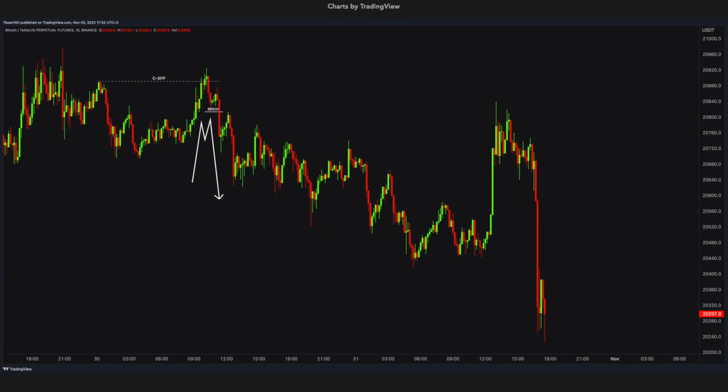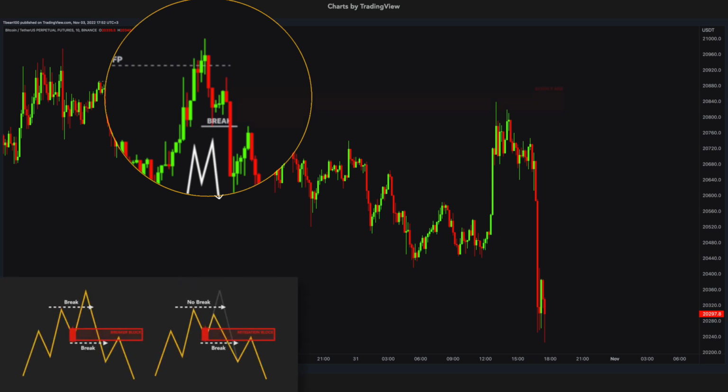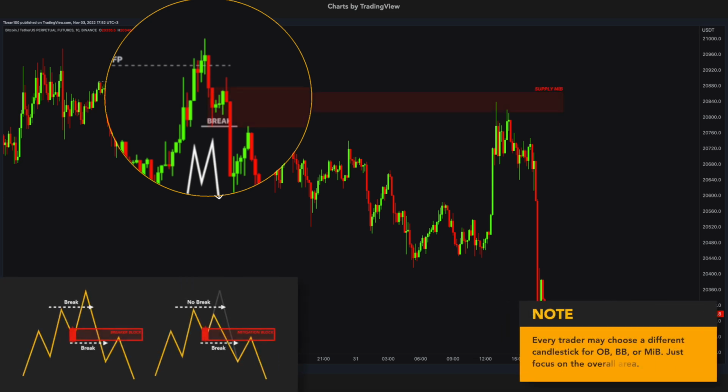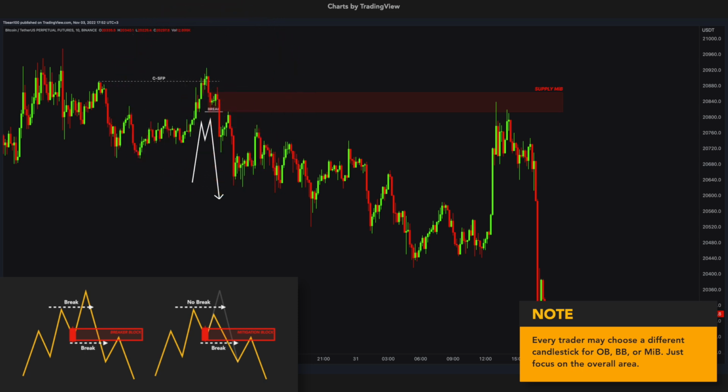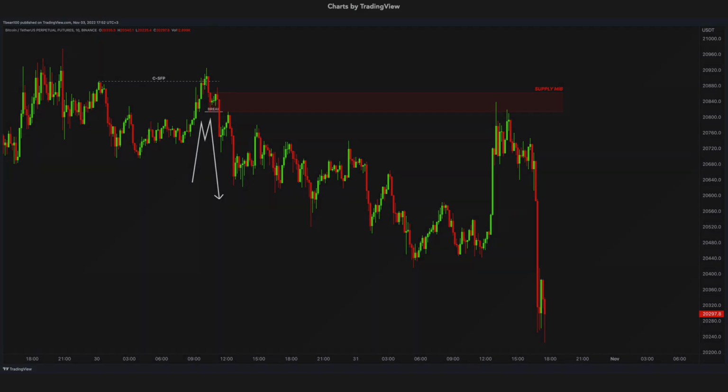As you learned, this little red candlestick is our mitigation block. Again, do not worry about choosing a specific candlestick. What you should focus on is the overall supply area. Sometimes little candlesticks could be really confusing.